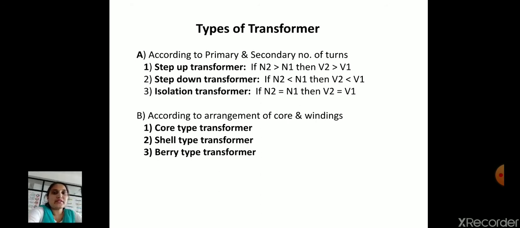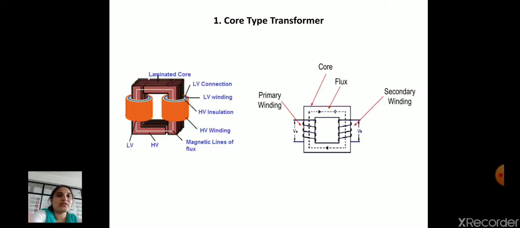Now the second classification is according to the arrangement of core and winding. Depending on that, transformers are classified as core type, shell type and berry type. We will see these in detail. First is the core type transformer. The figure shows the construction of the core type transformer, and this is the single line circuit of the core type transformer.